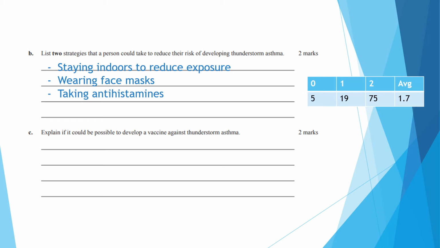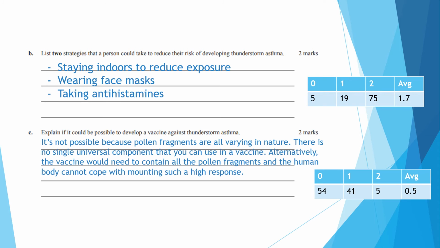Part C asks you to explain if it could be possible to develop a vaccine against thunderstorm asthma. Now, this is a question where you could argue either way, as long as you can justify your answer using knowledge regarding how vaccines work and how the body develops immunity from the vaccine. So students could argue that there are too many different pollen fragments for scientists to develop a vaccine with, as there is no single identifiable universal component that they could put in a vaccine for humans to mount an immunity with. And if they put all the pollen fragments into a single vaccine, then the response that you would have to mount in order to gain immunity would be really high.